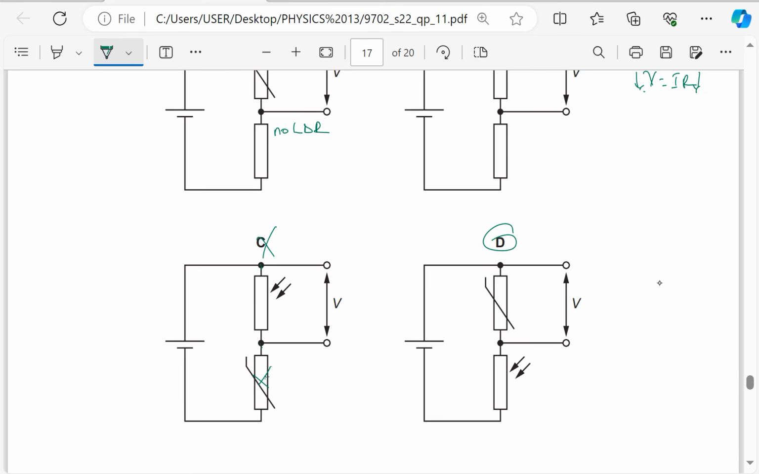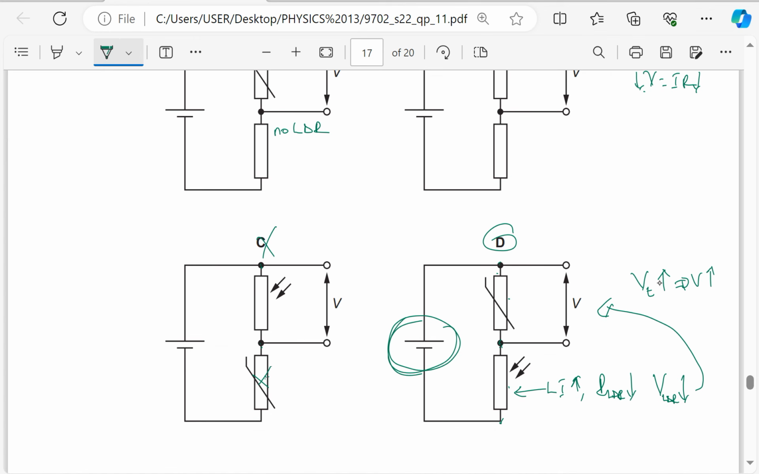If we measure PD across the thermistor, here when the light intensity increases, the resistance of the LDR decreases, the PD across the LDR decreases. But remember, the PD is measured across the thermistor, which means the PD across the thermistor increases. So V increases because V is measured across the thermistor, not across the LDR. If it decreases across the LDR, it should increase across the thermistor by conservation of energy because the sum of the two should be equal to the EMF. So the answer is going to be D.